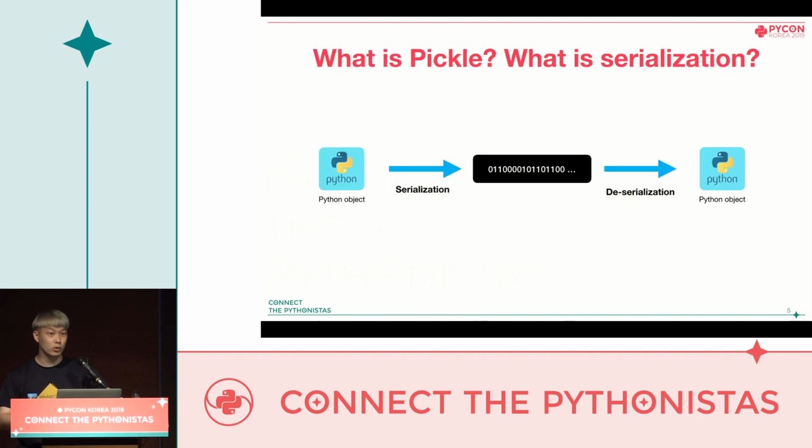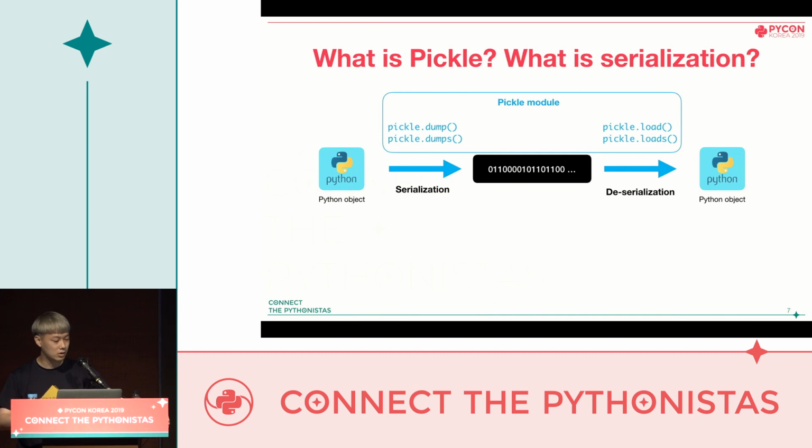Before we dive in, for those of you who are not familiar with these concepts, I want to briefly introduce Pickle and serialization. Serialization is converting a data structure or an object into a stream of bytes. And deserialization is vice versa, where you convert the stream of bytes into a Python object or some kind of data structure. And these are some functions provided by the standard library in Python that let you do this very conveniently. That serialization and deserialization module in Python's library is called Pickle.